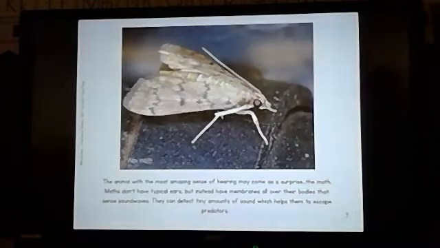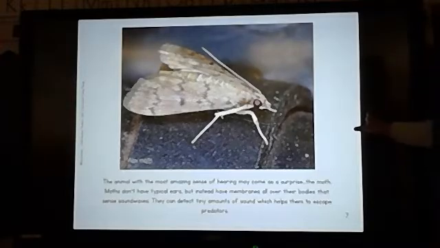And this is a wax moth. The animal with the most amazing sense of hearing may come as a surprise, the moth. Moths don't have typical ears, but instead have membranes all over their bodies that sense sound waves. They can detect tiny amounts of sound, which helps them to escape predators.